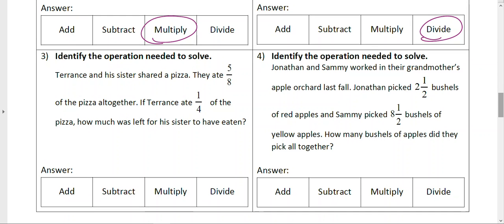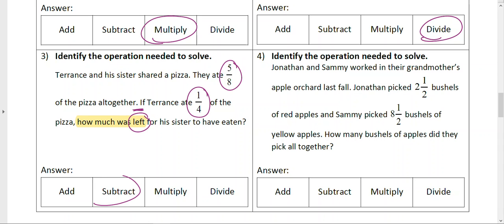For number 3, Terrence and his sister shared a pizza. They ate 5/8 of the pizza altogether. And if Terrence ate 1/4 of the pizza, how much was left for his sister to have eaten? So it wants to know how much was left. You have to take the 5/8 and the 1/4, and then you're going to end up subtracting them because it wants to know how much they have left for his sister. So you would subtract them.